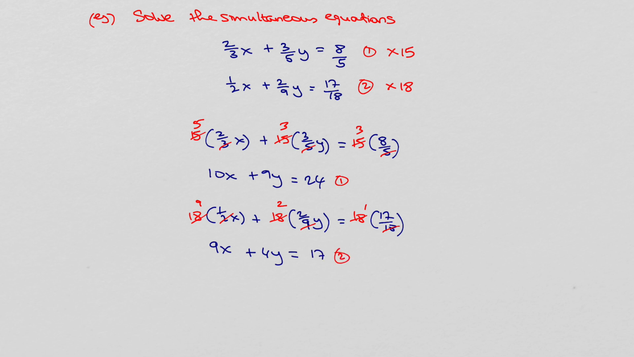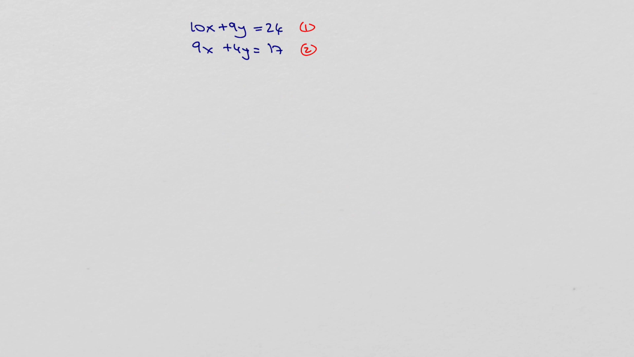So now it's like the previous example where we have two nice equations to work with. And we decide, do we want to get rid of the x's or do we want to get rid of the y's? So let's line them up so we can have a better look at them. If I choose to get rid of the x's, that means I would have to multiply the first one by 9 and the second one by minus 10. If I want to get rid of the y's, I would have to multiply the first one by 4 and the second one by minus 9.